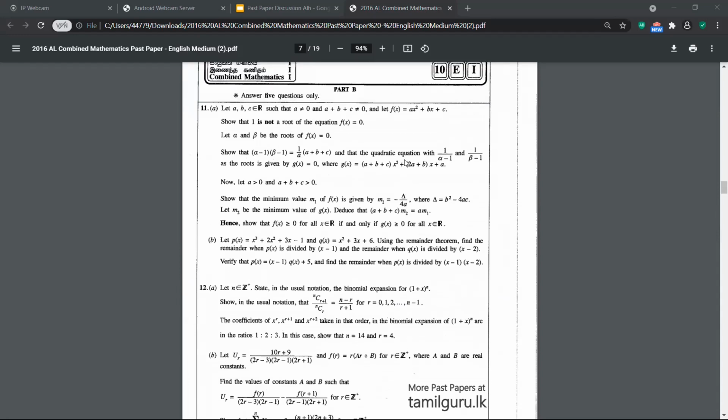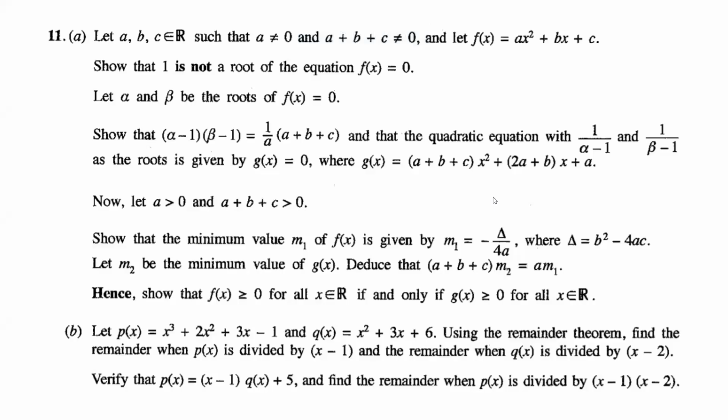Let's go with the 11th question. I guess ready. Do you have any questions? You can ask. So I hope you can all see the question. A, B, C are real numbers, such that A plus B plus C is not equal to 0, and A is not equal to 0. Fx is this. We need to show that 1 is not a root of the equation Fx equals 0. So that's the first part.